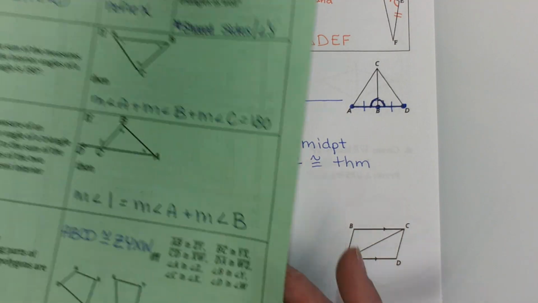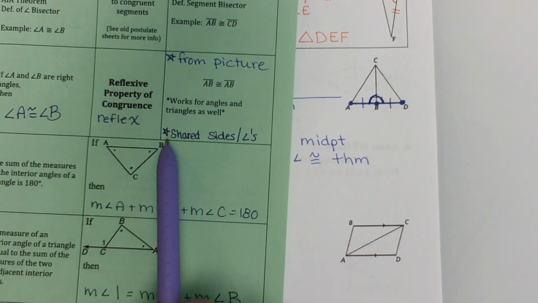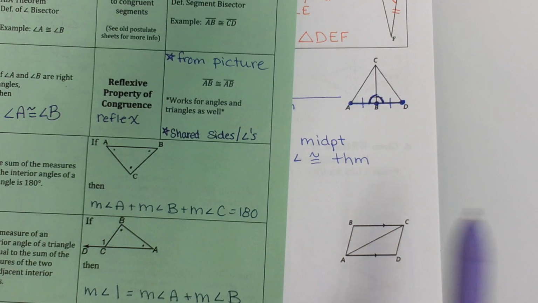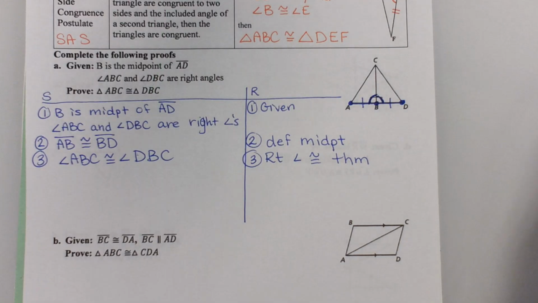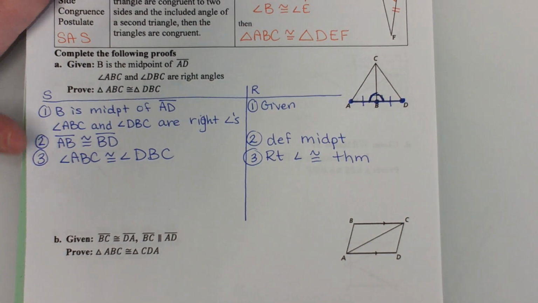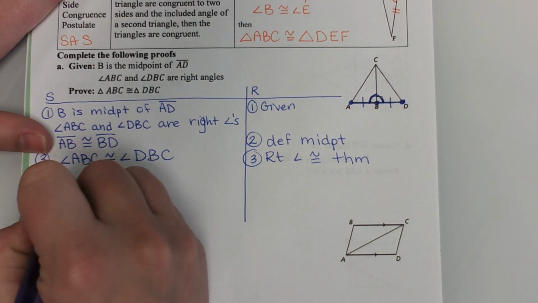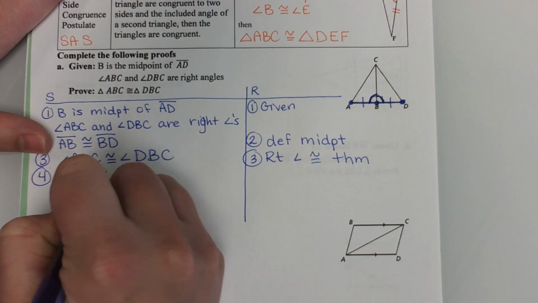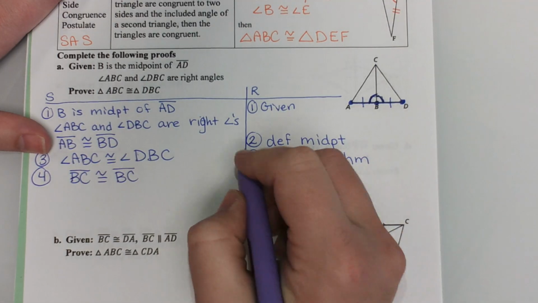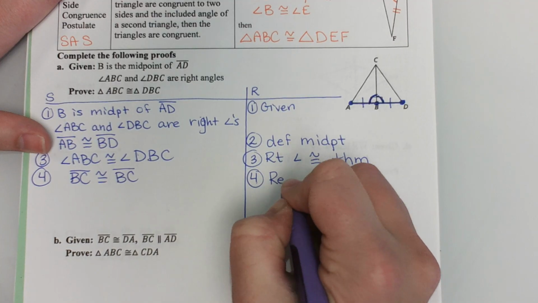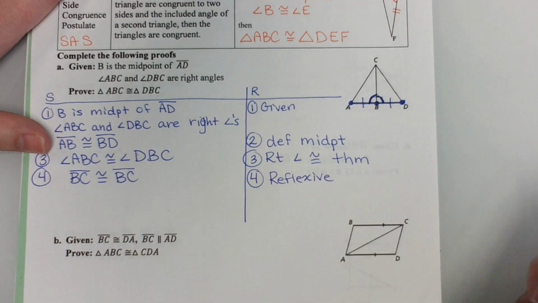Our newest one that we get from a picture is if you see the triangles sharing a side or sharing an angle. Do the triangles overlap, sharing either the same side or the same angle? See a couple people shaking their heads. What do they share? CB or BC. They share this segment. Anytime they share that, you can say that thing is congruent to itself, and its reason is the reflexive property.